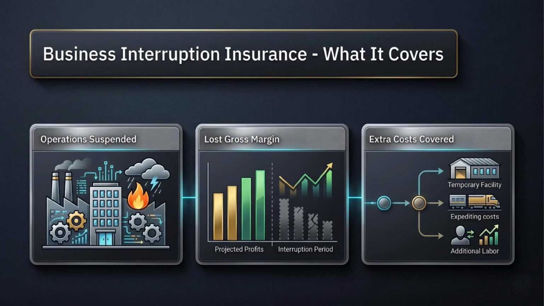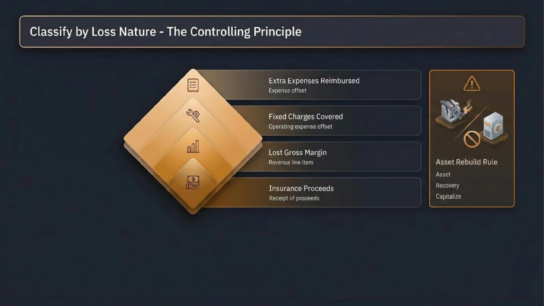Different parts of the proceeds may relate to different underlying losses, and those parts may need different presentation. The controlling principle is classification by the nature of the loss. If proceeds compensate lost gross margin, the presentation should reflect that nature. If they reimburse continuing fixed charges, they should align with those costs. If they reimburse extra expenses, they should offset or relate to those extra expense lines.